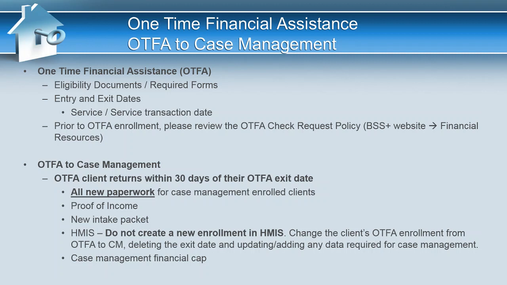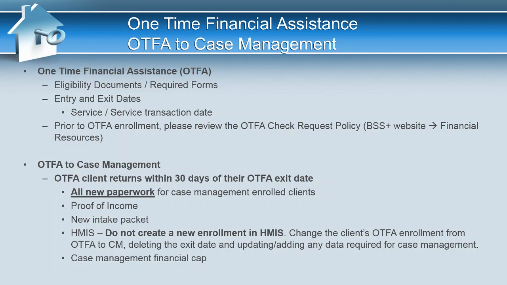But if they come back on the 20th day and they say, you know what, that one-time assistance really wasn't enough. I need case management. I need connections to local resources. I need a little bit more support. Then you can transition that household from OTFA to case management. The thing is, though, that you have to complete all new paperwork for this household. So you're doing a lot of paperwork if you take the risk of enrolling someone in OTFA and then they need to come back for additional services within that 30 days. So all new paperwork has to be done.